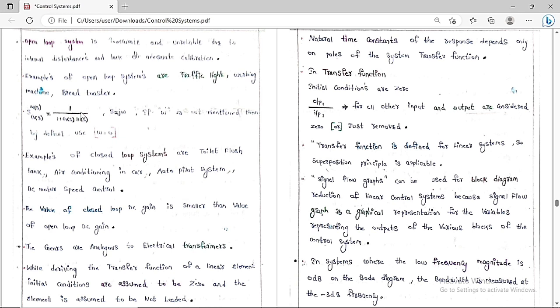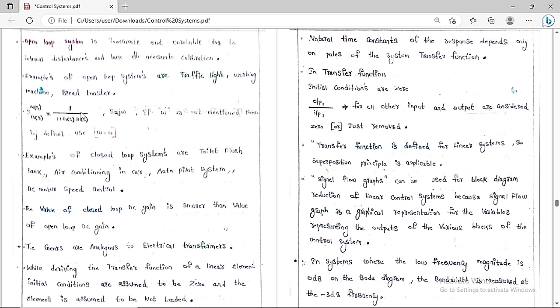Therefore we can say the sensitivity of M of s with respect to G of s is equal to 1 by 1 plus G of s H of s, and s is always equal to j omega. If omega is not mentioned, then by default we have to use omega equal to 0.